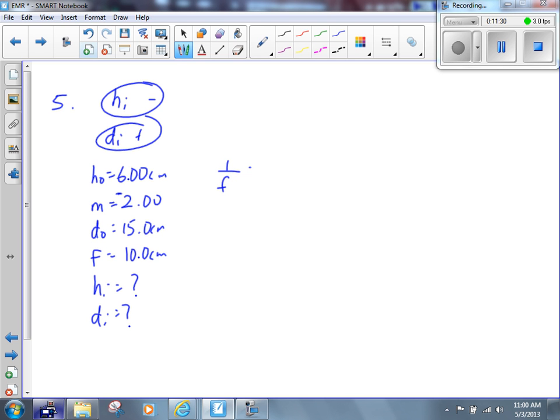If in doubt, I usually start off with this equation, the mirror equation. 1 over F is equal to 1 over DO plus 1 over DI. 1 over 10 is equal to 1 over 15 plus 1 over DI. Let's solve for DI. I'm looking for DI, so that seems to work out for us here.